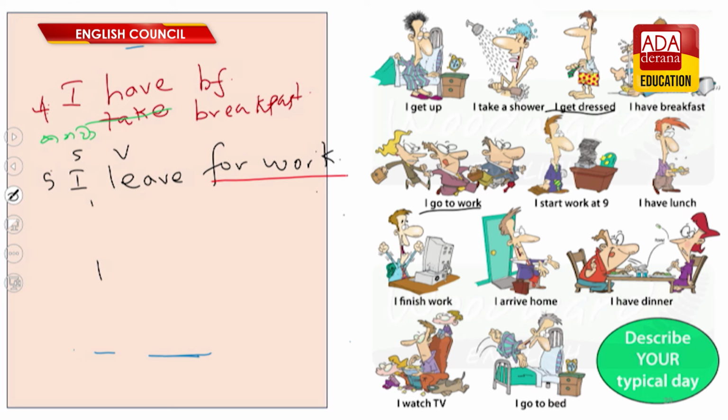And then, next picture, very easy. I start what?